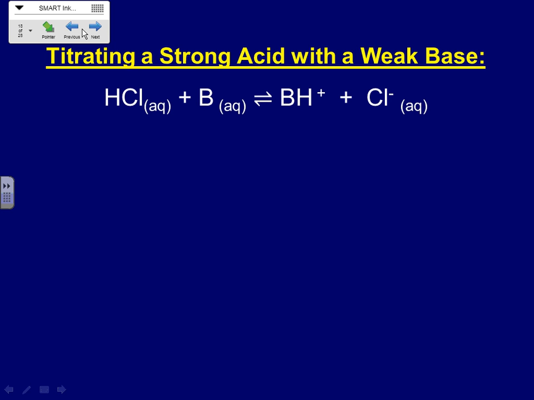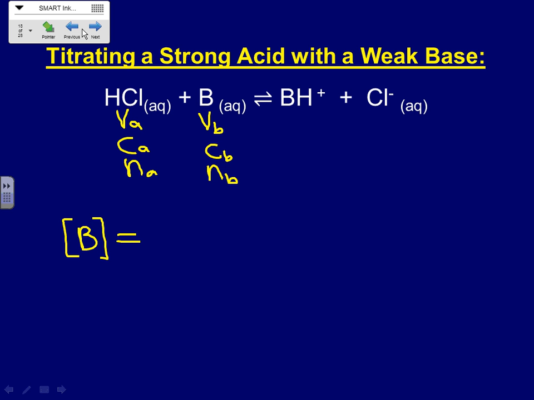So just like our last example, I need to take note of some volumes: volume of the acid, concentration of the acid, number of moles of the acid, and volume of the base, concentration of the base, and the number of moles of base. And we've already done a derivation to determine the concentration of the weak acid. It will be the same derivation that gets us the concentration of the weak base that's left after the titration.